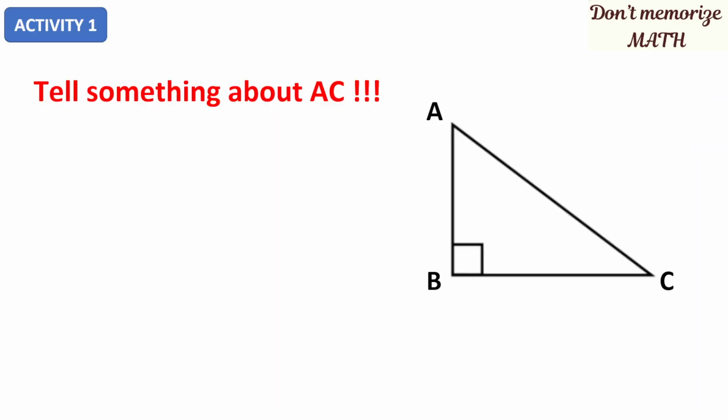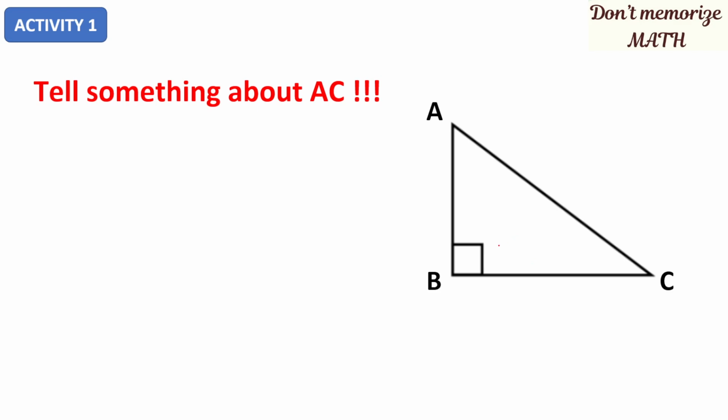Before starting Pythagoras theorem, you should know something very important. You can see a triangle here. Here, the angle of the triangle is 90 degree. That is, one of the angles is 90 degree, right? So this triangle is called a right angle triangle. I hope everyone knows about this.